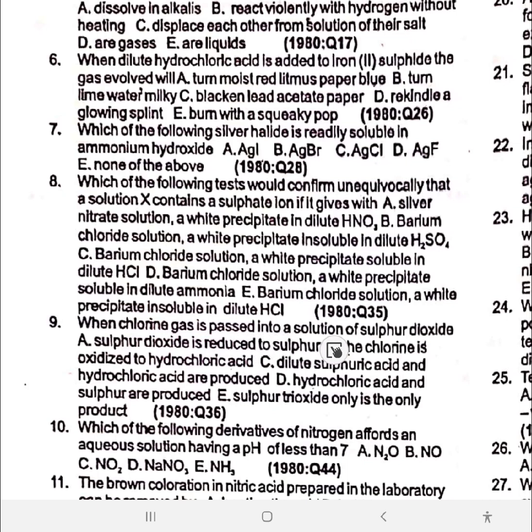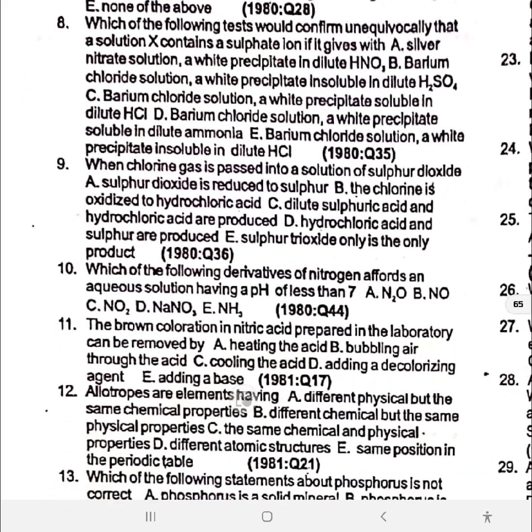Number 9. When chlorine gas is passed into a solution of sulfur dioxide, SO2, what will happen? Let's write an equation down: SO2 plus 2H2O plus Cl2 equals H2SO4 plus 2HCl. Next line, write Cl2 oxidizes SO2 to give H2SO4 while itself is reduced to HCl. This statement is very important; read it again like 3 times. Dilute sulfuric acid and hydrochloric acid are produced. H2SO4 and HCl will be produced. Just like you've written down, Cl2, chlorine gas, oxidizes SO2 to H2SO4 while itself is reduced to HCl.